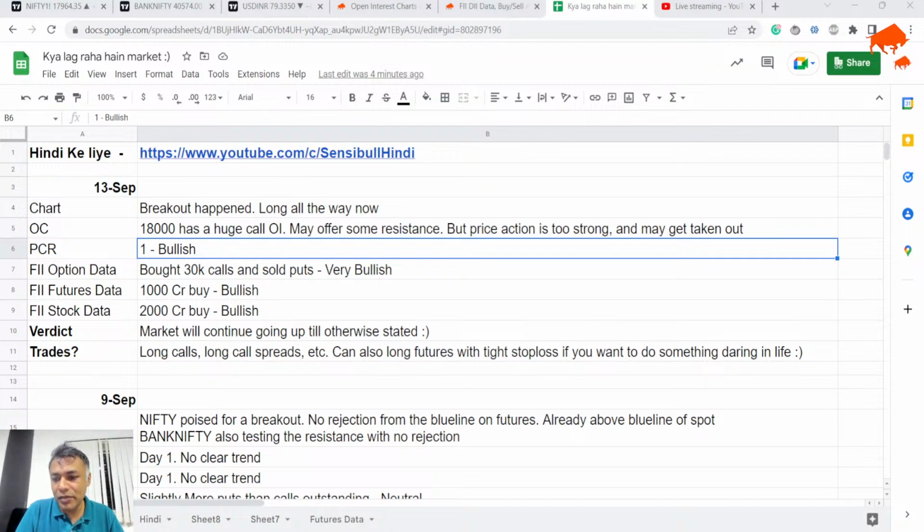Basically, the idea is what Kamlesh is saying, right? Don't take a trade opposite to the market trend. So always trade with the market, never trade against the tick, right?